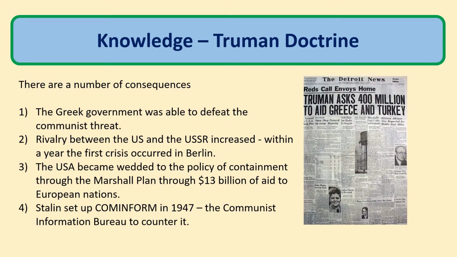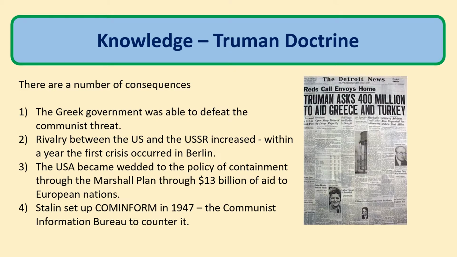So first one is really obvious, the motivation behind it. Remember that Greece was struggling against communist fighters in its civil war. Britain was kind of bankrupt. It could no longer afford to maintain a military presence trying to defeat them. Therefore, they then looked towards the Americans for help. So the first consequence of the Truman Doctrine is that the Greek government were able to defeat the communist threat.